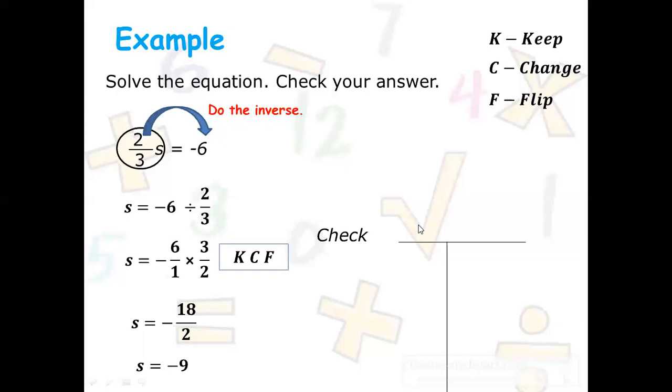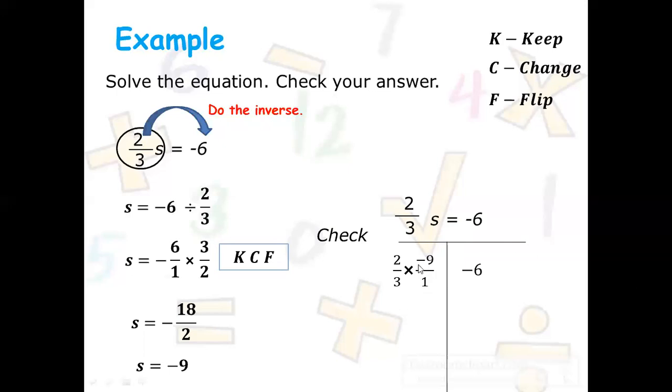Let's check whether the answer we got is correct or not, whether s is really equal to negative 9 or some other number. So this is the question: 2 over 3 multiplied by s equals negative 6. Now, 2 over 3, what was the value of s we got? We got negative 9. So negative 9 is alone, so we need to change it to a fraction by writing 1 under it, right? So let's multiply and see.